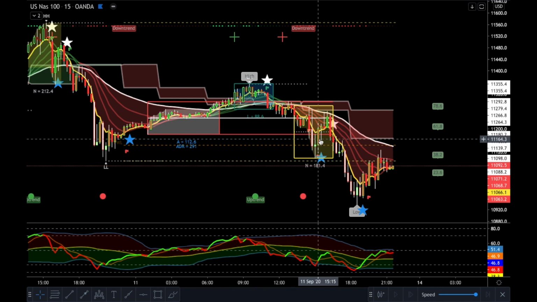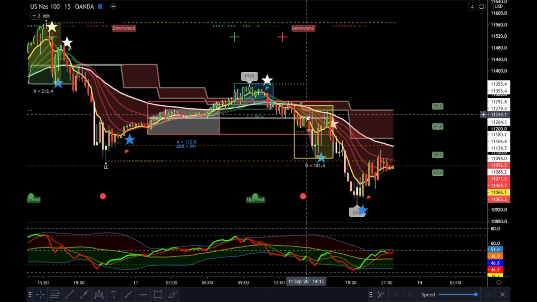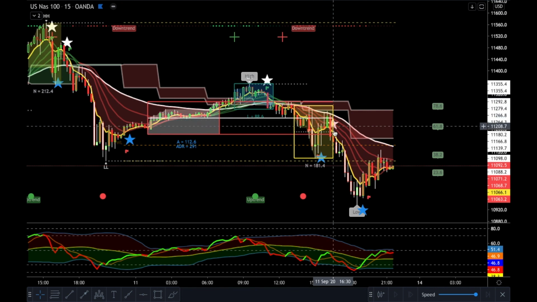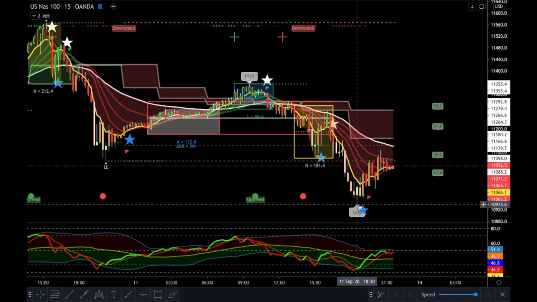Of course, you can't win every trade, but with good risk management, you could have got this trade. Your stop loss could have been just above here, and then you could have held this trade all the way down to here, and look how many pips you could have caught. This is NAS 100, an index, that's a lot of money there.